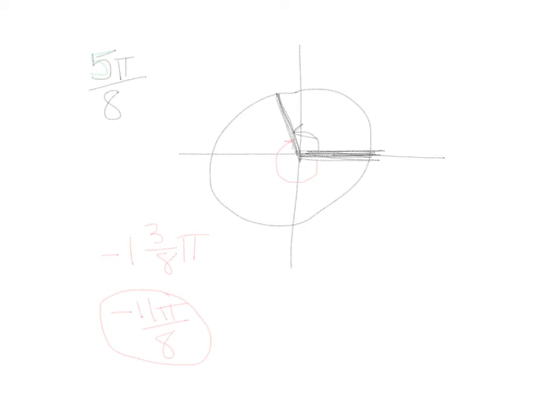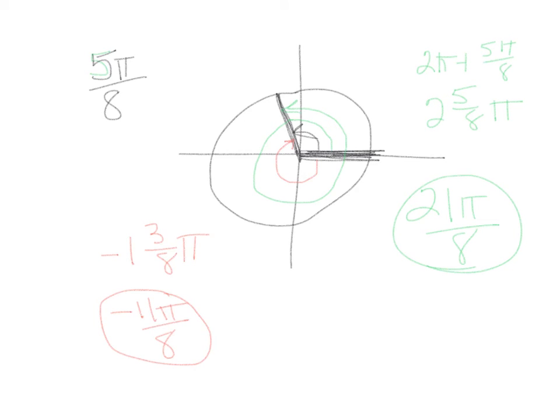If we want to find a positive coterminal angle, like what we've been doing so far, start at the initial. We can't stop at the terminal because that would be the same as the original black. So we have to go all the way around the whole circle and then come back. So around the whole circle is 2 pi plus 5 pi over 8. So that gives us 2 5/8 pi. Or change that into an improper fraction, gives us 21 pi over 8. And we have our two coterminal angles.